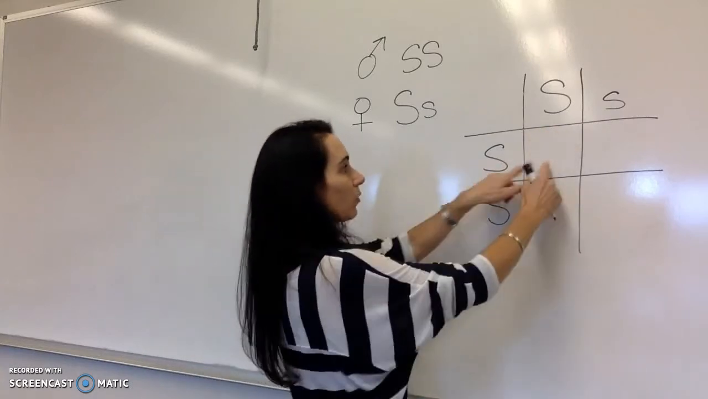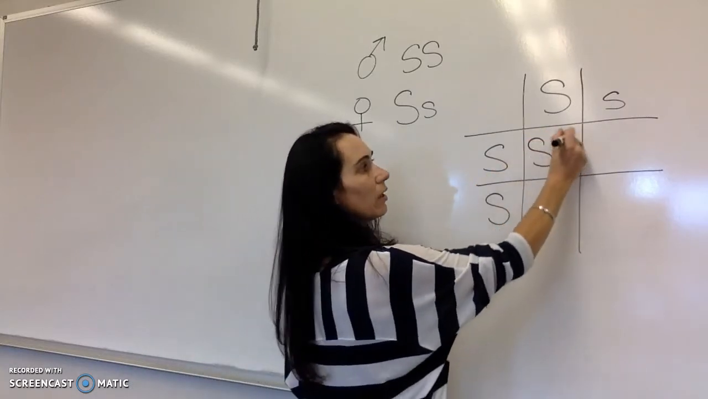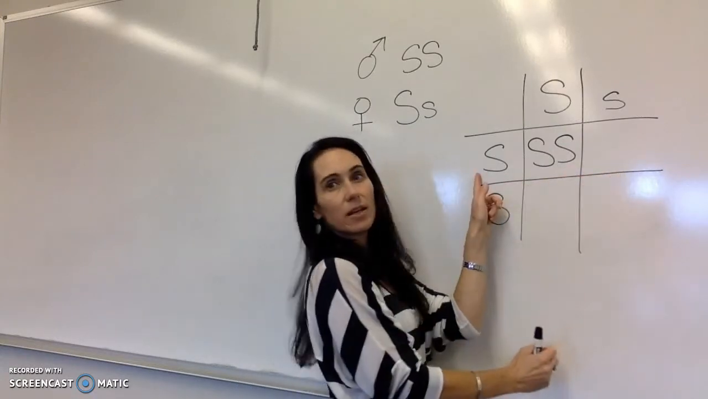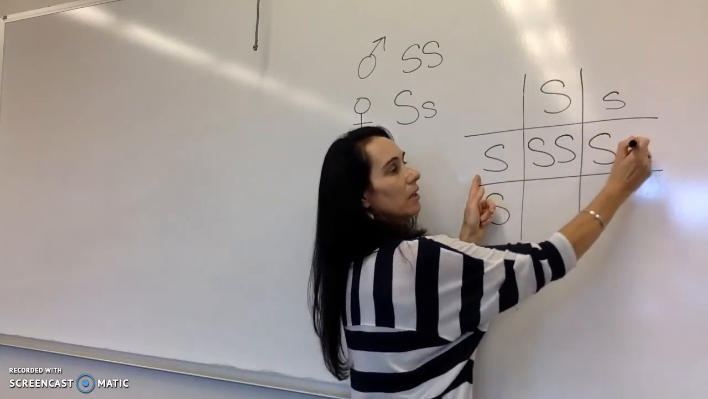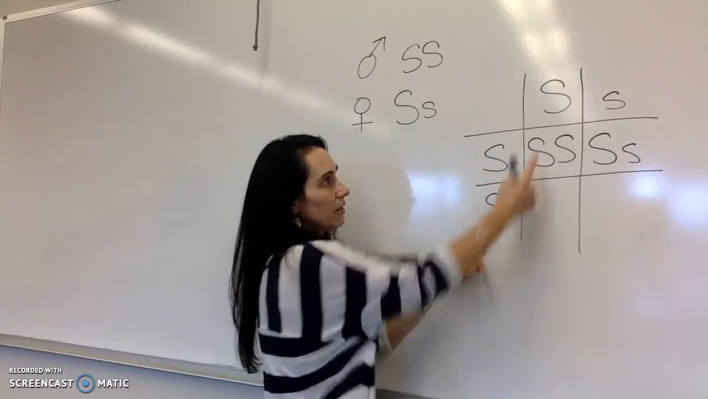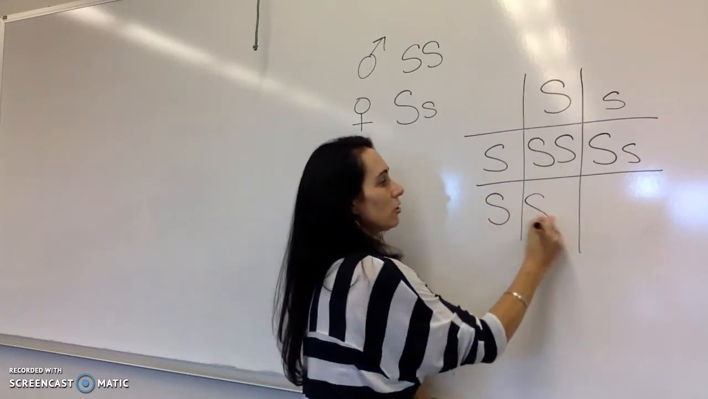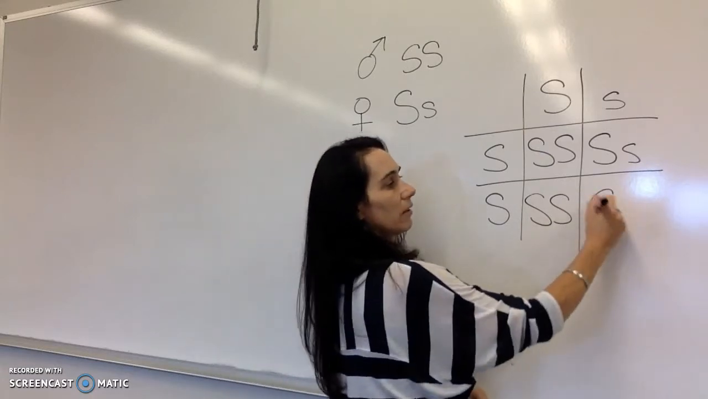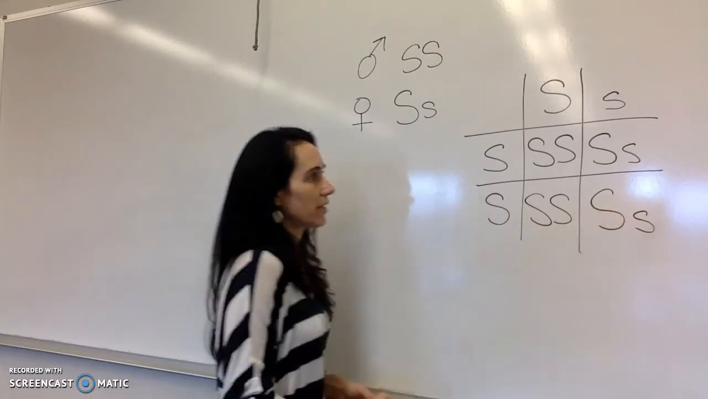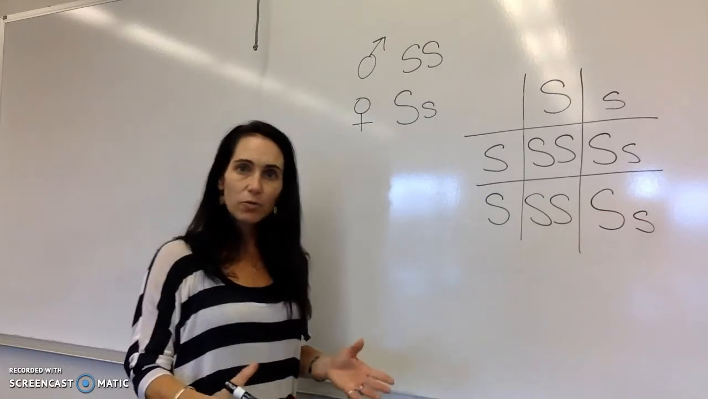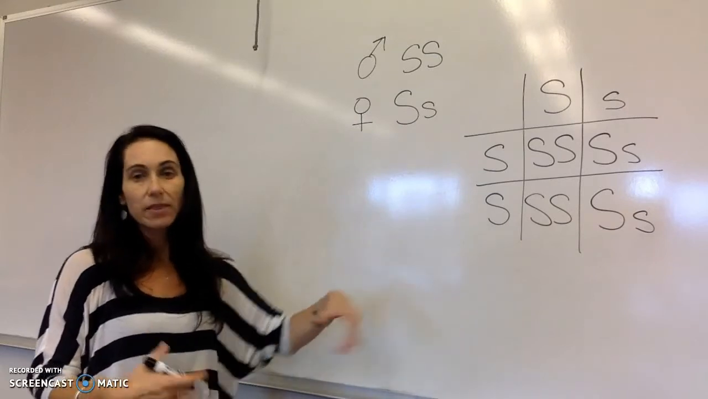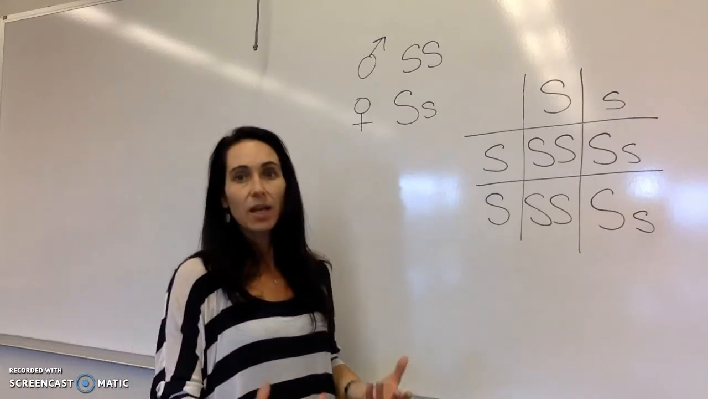So we're going to combine these and we get 2 dominant S alleles. In this box, we get a dominant with a recessive. In this box, again, 2 dominant alleles. And in this one, a dominant and a recessive. Now, it's going to ask you for the ratios in which these genotypes and the phenotypes that they produce appear.